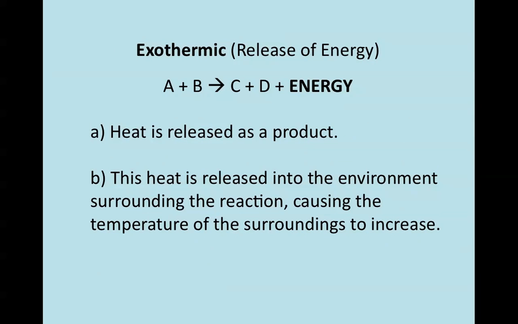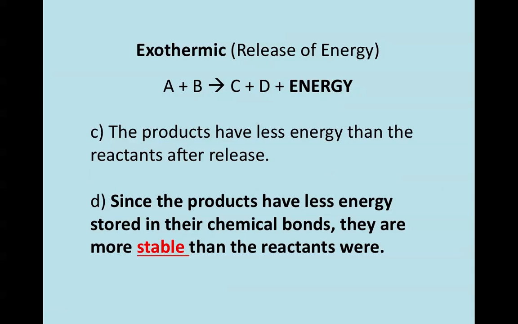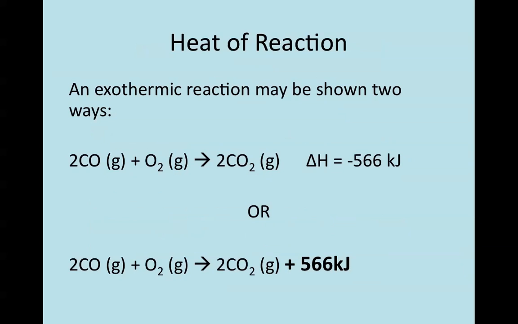Exothermic is a little bit different. We have energy written on the right-hand side, or the product side, so it gets released as a product. Because heat is being released into the environment, it causes the temperature of the surroundings to increase. Now, the products have less energy than the reactants, and because of that, since they have less energy stored in their chemical bonds, they're actually more stable than the reactants were.